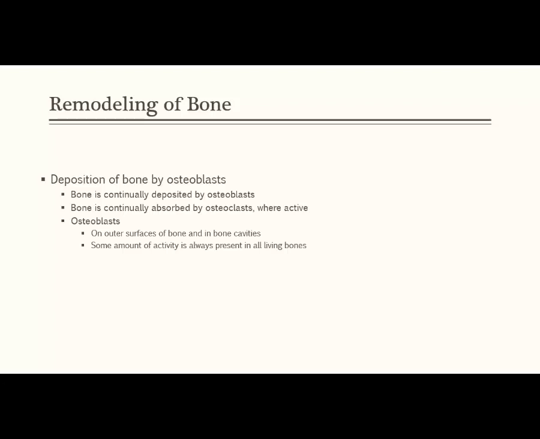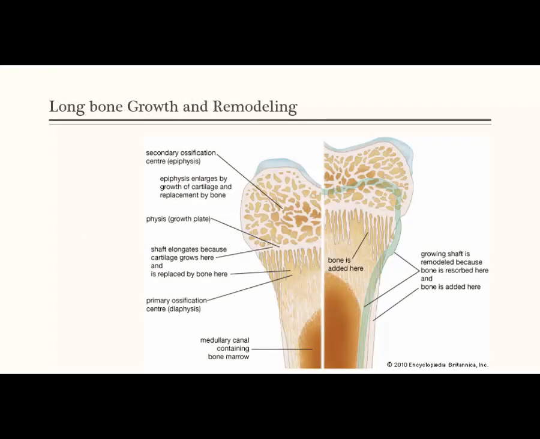Osteoblasts occur on the outer surface of the bone under the periosteum and also in all the bony cavities. And there's always some osteoblastic activity in all living bones. Bone is constantly being remodeled. In the case of long bones, certainly during childhood, there's constant remodeling because there's the necessity for the bone to grow.